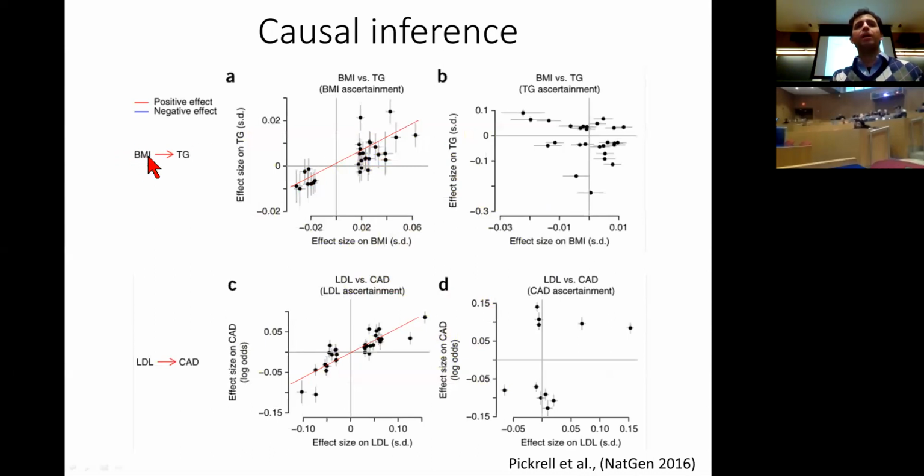That basically, if BMI variants truly have an effect on triglycerides, then there will be a strong correlation of the effect sizes when I focus on BMI variants, but no correlation when I focus on triglycerides. And similarly for LDL cholesterol and coronary artery disease. You can basically see that focusing on one leads to correlation, focusing on the other loses that correlation. So that allows us to now start doing causal inference from the unidirectionality in these conditional associations. Who's with me so far?